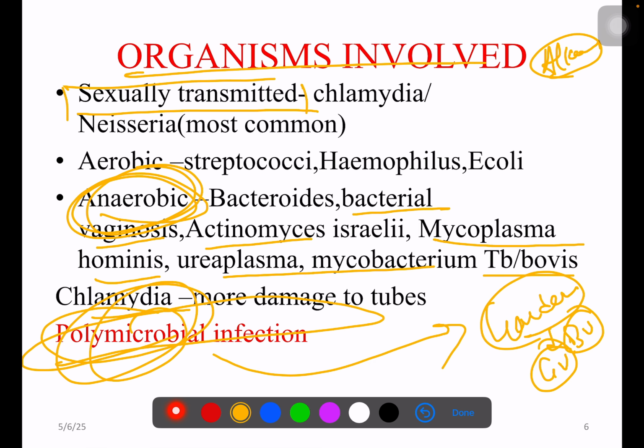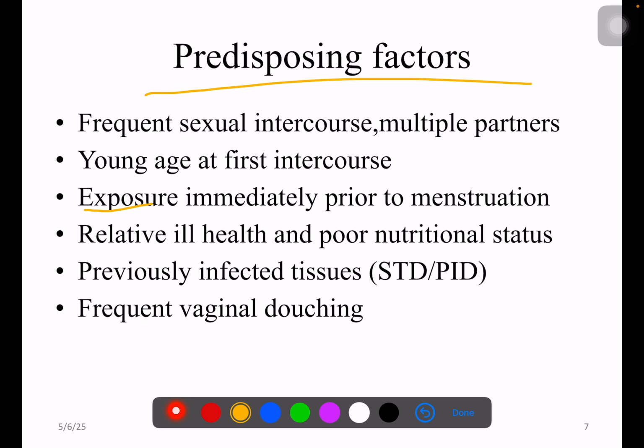Now, sexually transmitted disease can be secondary to chlamydia or Neisseria, and aerobes like Haemophilus, E. coli. Basically, you should never forget Bacteroides, E. coli, Haemophilus, Streptococcus, Mycoplasma, bacterial vaginosis, Trichomonas vaginalis. Now, predisposing factors, same thing. It's written here again and again: vaginal douching, infection, poor health, immunocompromise, young age at first intercourse.